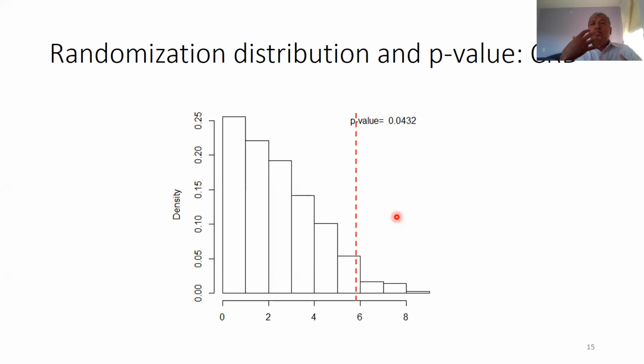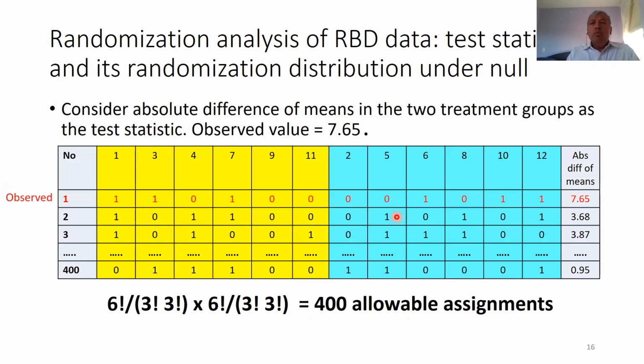Okay? So this is the basic mechanism. If we understand this mechanism, then we can use exactly the same approach to conduct hypothesis tests for any design. As long as I know the randomization mechanism which is used to generate the data, I can make use of that randomization scheme to generate the distribution of my test statistic.